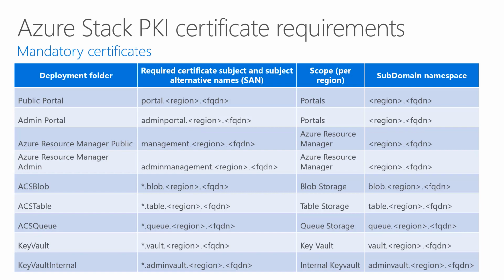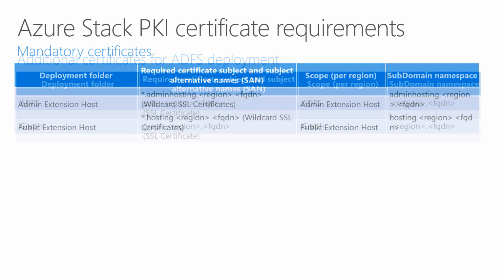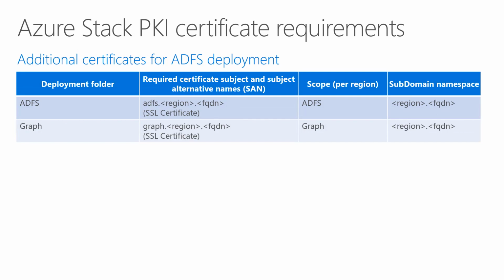Looking again at some of the certificates, these are the namespaces that need to be identified on those certificates, and you can see where we talked a couple of slides back about regions and the FQDN public namespaces that you're working with. Again, here are some more of the certificate requirements.